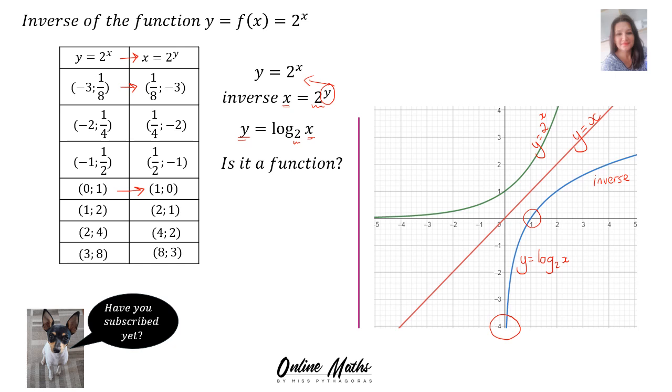Now, is this log a function? How do we test for a function? We use the vertical line test. It cuts it once, therefore, yes, it's a function, and now we can write it in function notation.